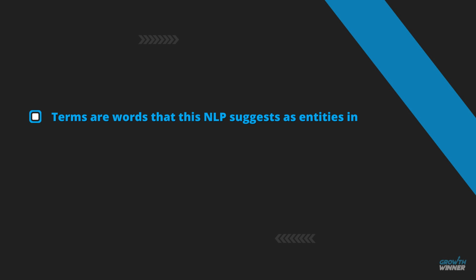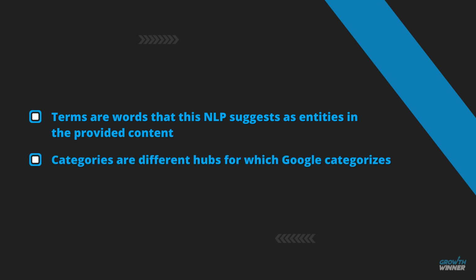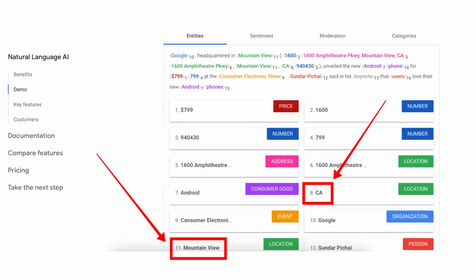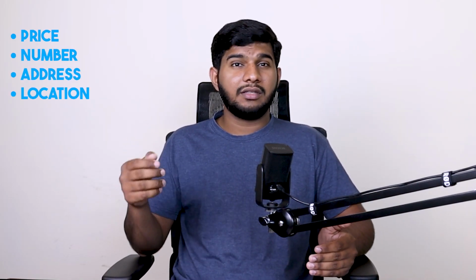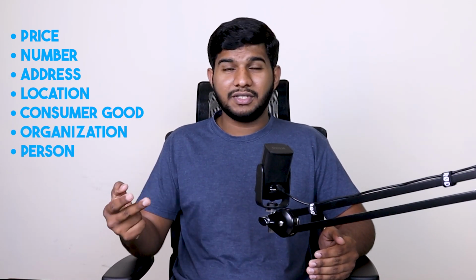There are 2 sections for the representation of entities: terms and categories. Terms are the words that this NLP suggests as entities in the provided content, and for categories, these are different hubs for which Google categorizes those terms. That is, CA means California and Mountain View are 2 different terms, but they belong to the same category, that is location. Other categories, to name a few, are price, number, address, location, consumer good, organization, person, etc.